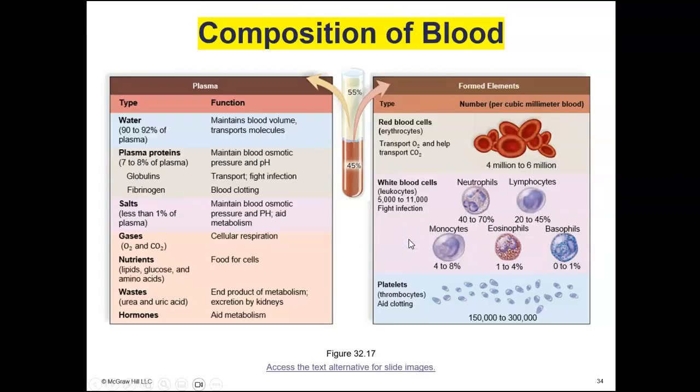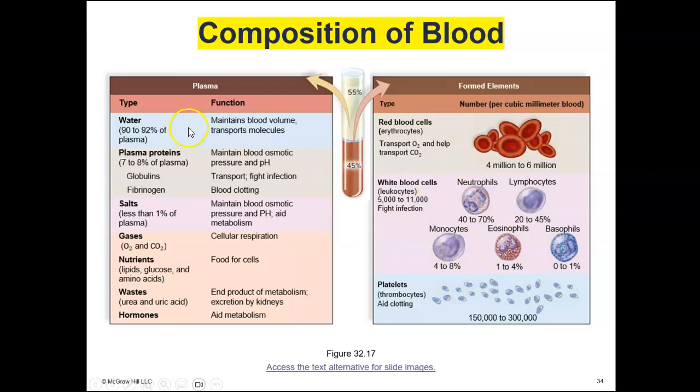All right, for blood, make sure that you know the composition of blood. First of all, blood is divided into the fluid portion, which is plasma, and the formed elements, which are red blood cells, white blood cells, and platelets.